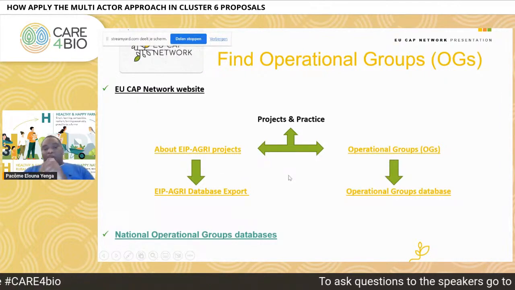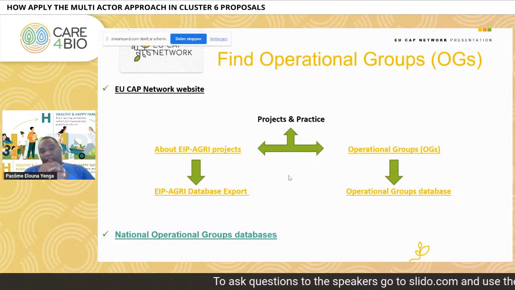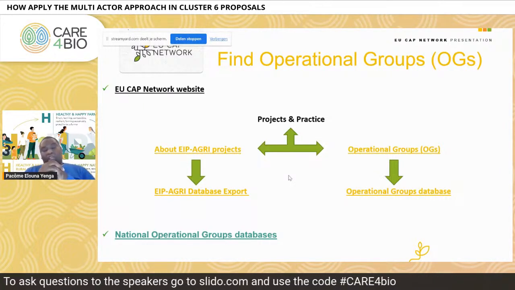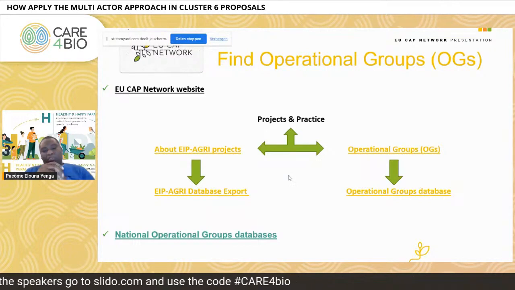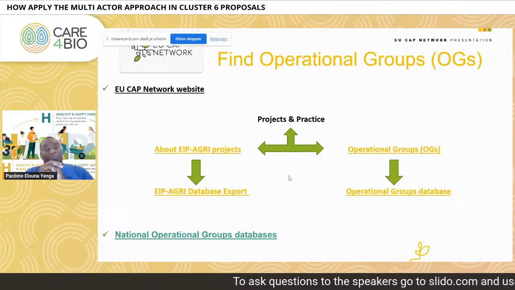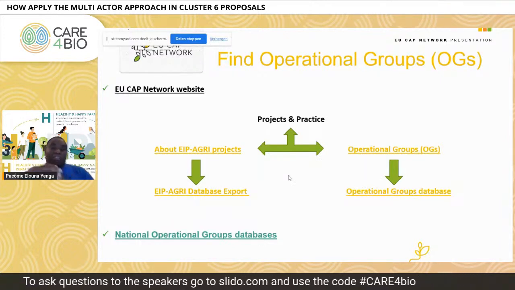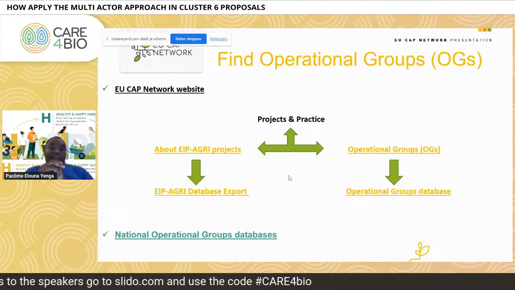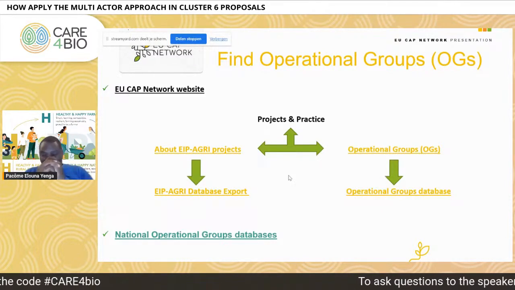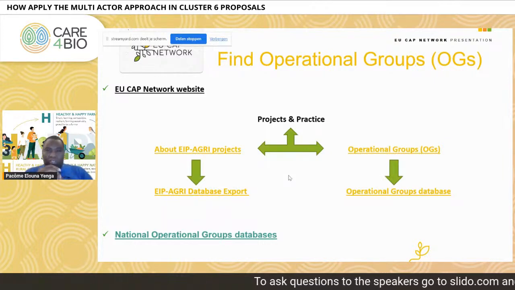So if you click on About EIP Agri project, you have an Excel file. It is a huge Excel file where you have all the EIP Agri projects, operational groups, but also Horizon projects, thematic networks, multi-actor projects, and so on. You can filter then what you want there. And normally in that Excel, you usually have the contact details of the project coordinator.